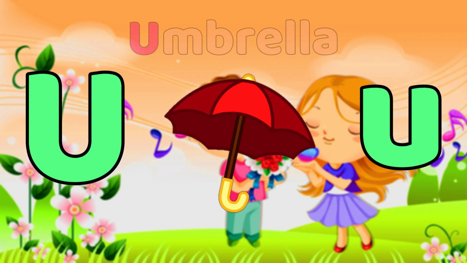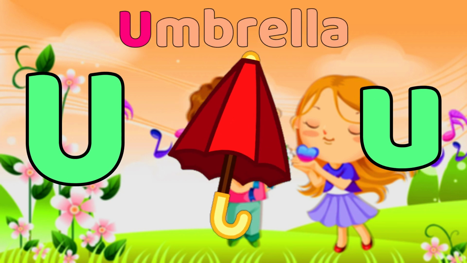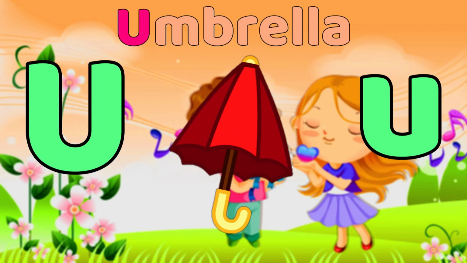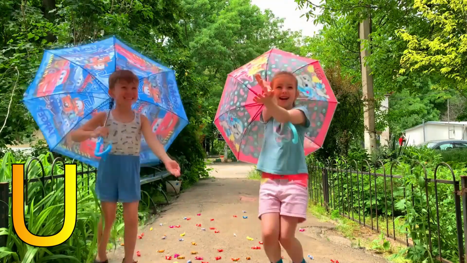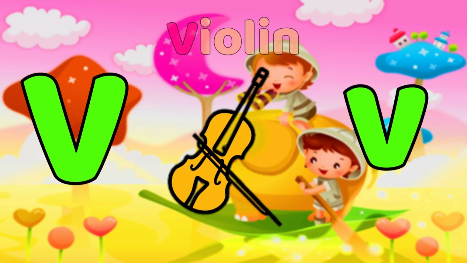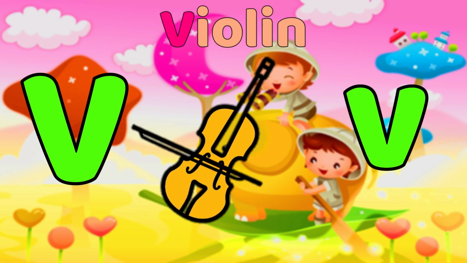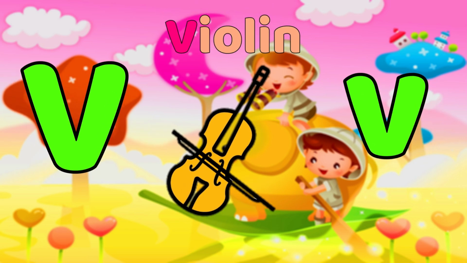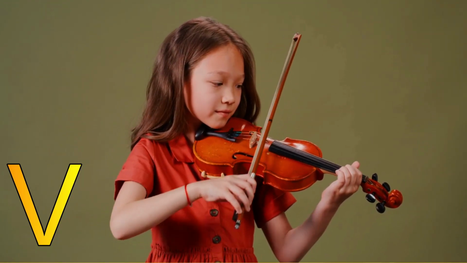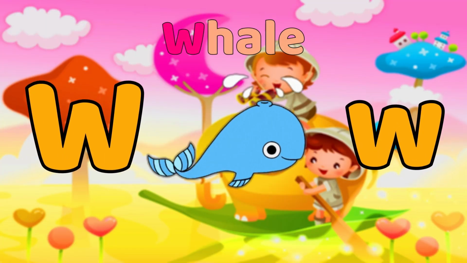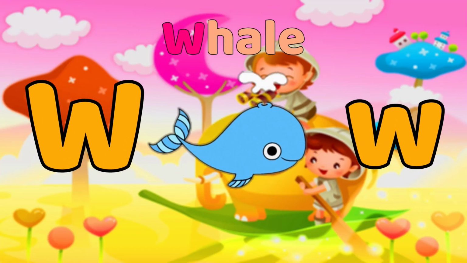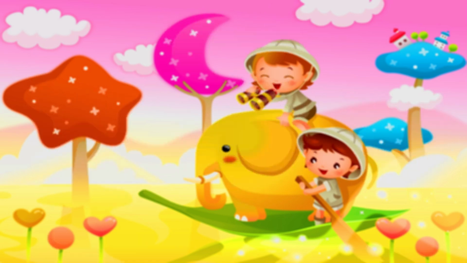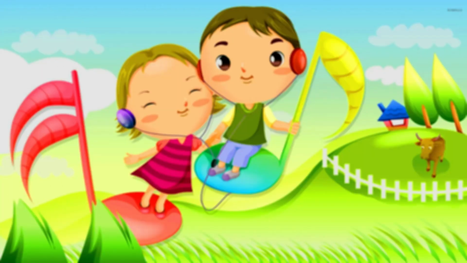U is for umbrella, umbrella, umbrella. U, umbrella. V is for violin, violin, violin, violin. W is for whale, whale, whale. W, whale.